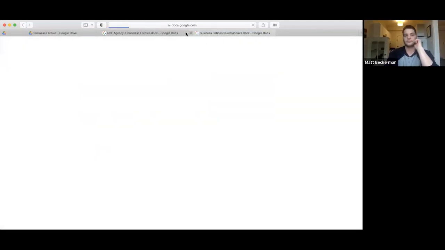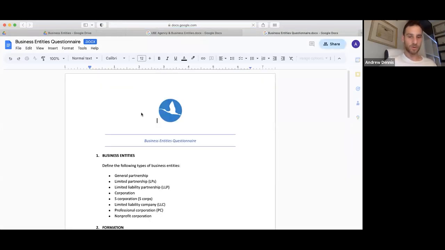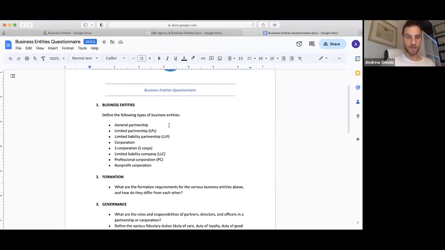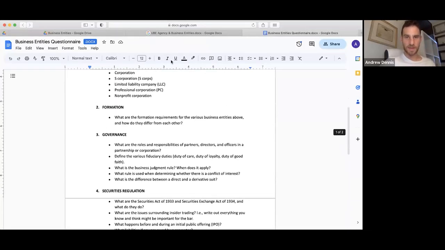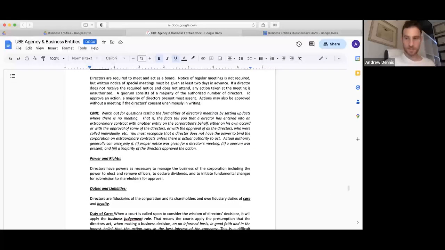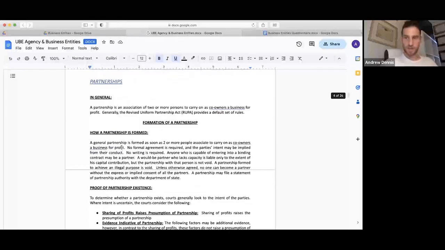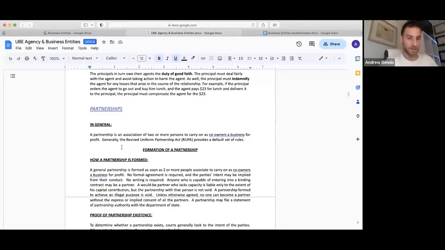Okay, cool. So as you can see, we have 2 great pieces of materials that will help you: business entities, the questionnaire, and the outline. The questionnaire is pretty simple, just different pieces. And then the outline, if we look at it, it's 26 pages. So what I'll do is just briefly touch on some of these points, and then we'll go over the questionnaire, and we'll just talk about the points, and we'll fill it out, and then we'll take a break, and then we'll look at some essays.